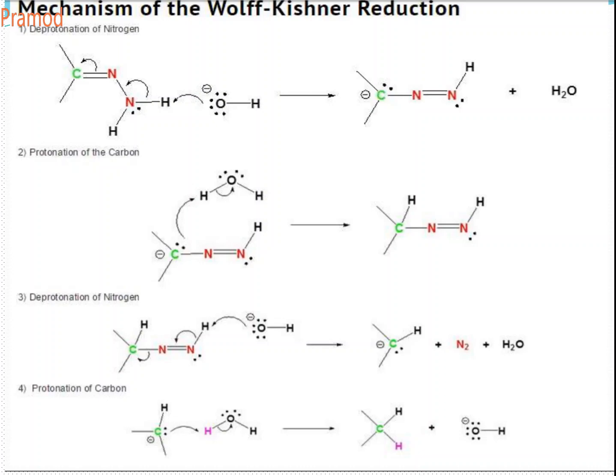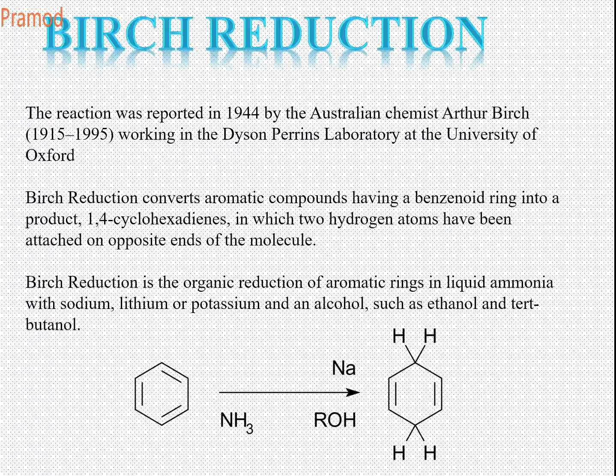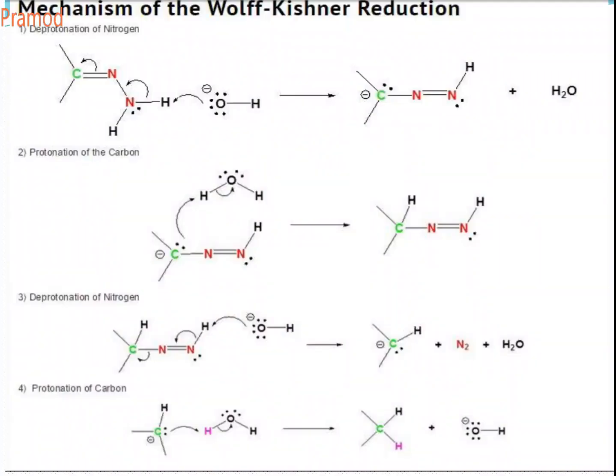Then the base attacks this intermediate to remove the proton from your nitrogen, leading to the release of your nitrogen and water, and again formation of a second carbanion. Now this second carbanion which is formed gets protonated by your water to give you an alkane. So this is the mechanism of your Wolff-Kishner reduction.